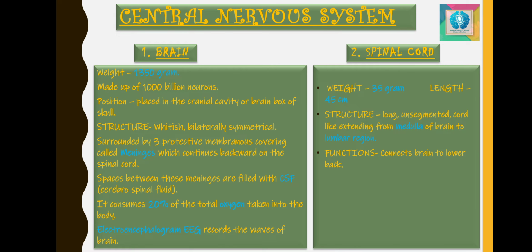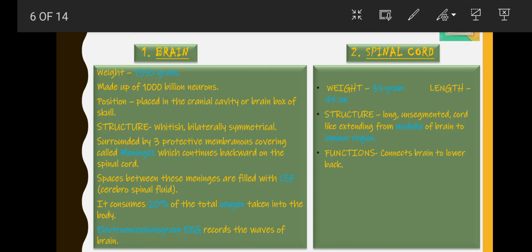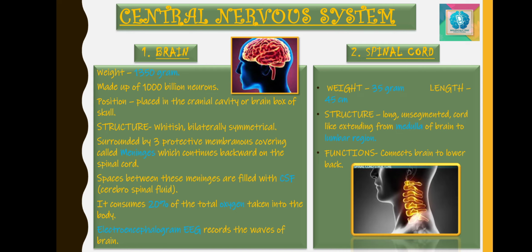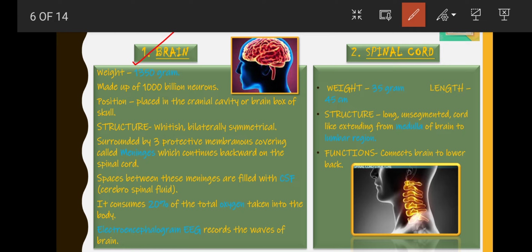Central nervous system. As told to you all earlier, the central nervous system is divided into two parts: the brain and the spinal cord. So first, we are going to discuss the brain. The human brain is highly developed. It is the largest among all the animals.